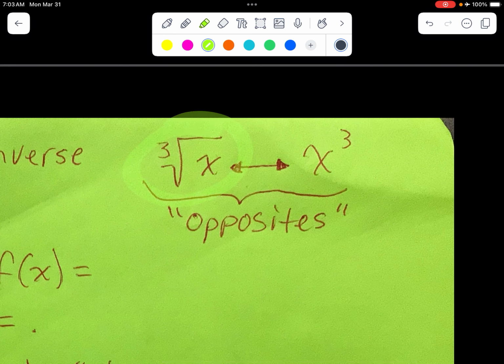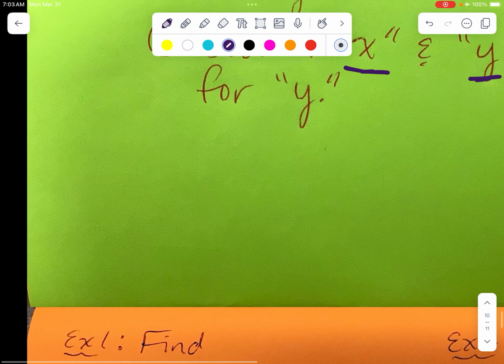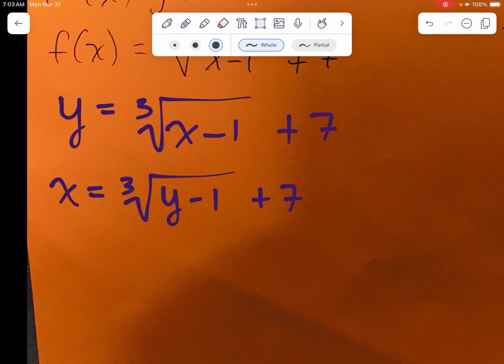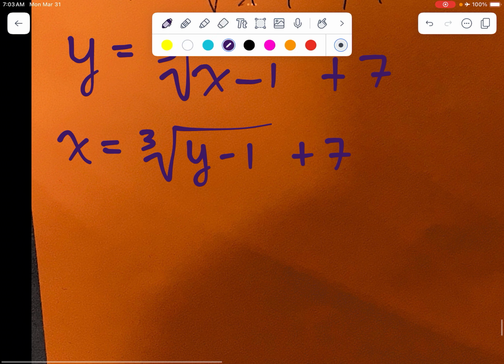these are opposites. So if I am doing the opposite of cube rooting, I'm going to cube. How do you cube? That means you're going to create a house to the third power. So let's take a look at how this works. We're going to solve this equation, and then you'll see that the opposites will occur. So let's do the opposite of plus 7. We start with add and subtract. We're going to subtract 7 to the other side.